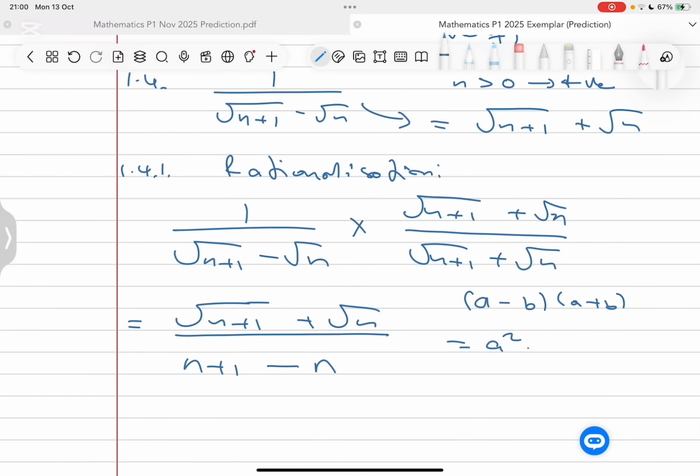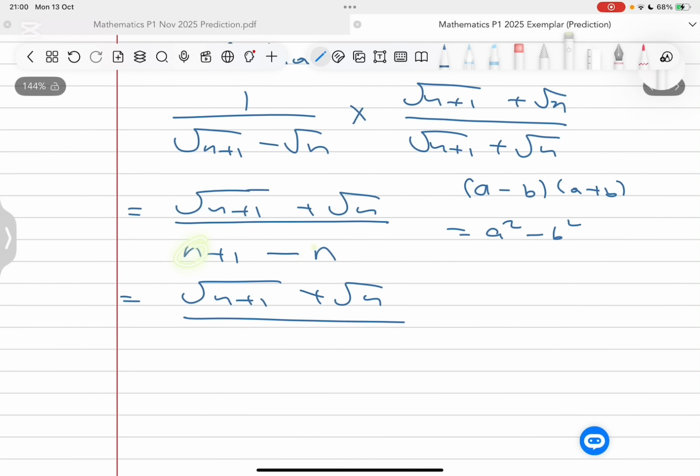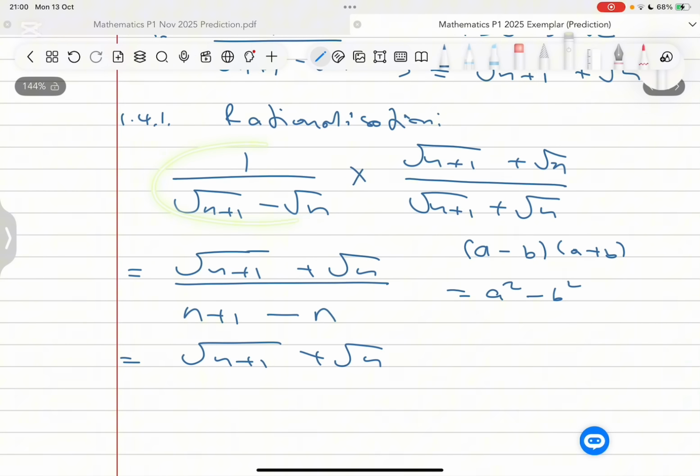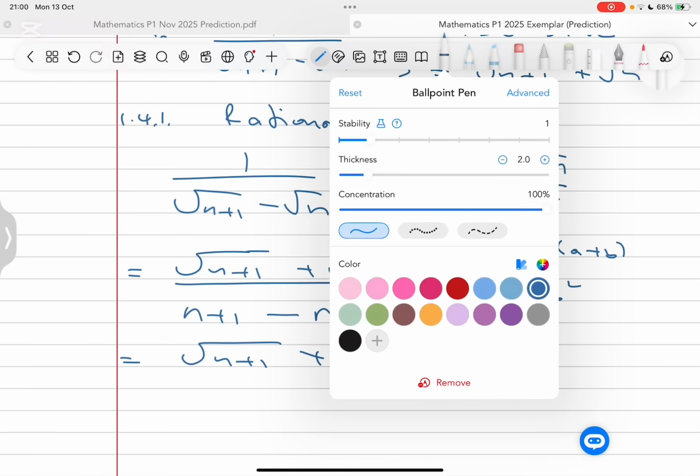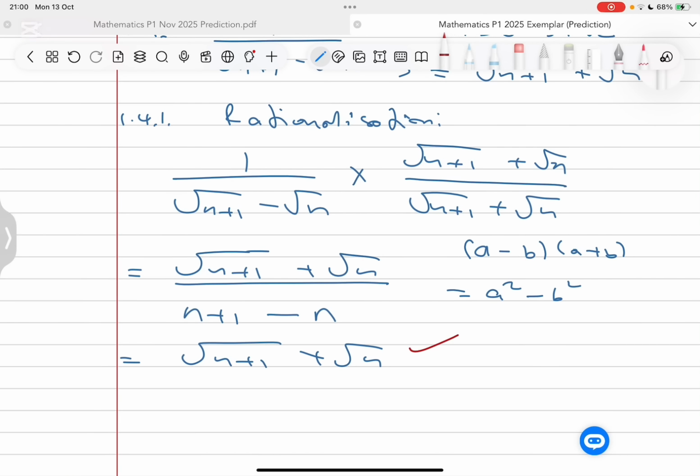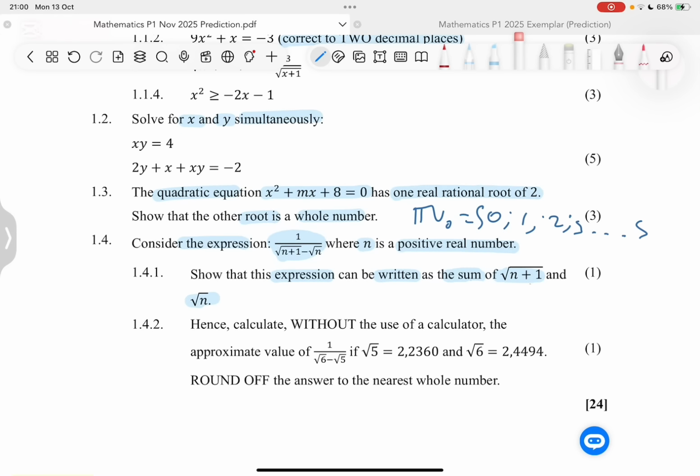Now, when we simplify this further, we can see here that I'm having an n plus 1 plus the root of n all over. Now, look at this. The n minus n would just give me 0. Then I have a 1. In fact, I'll just stop here because 1 divided by the whole thing will just give me that. And in fact, I've just answered the question because I've proved that this expression can be written as the sum of these two numbers. And this is just 1 mark really, because there isn't much that you have done. You can do this within 1 minute.